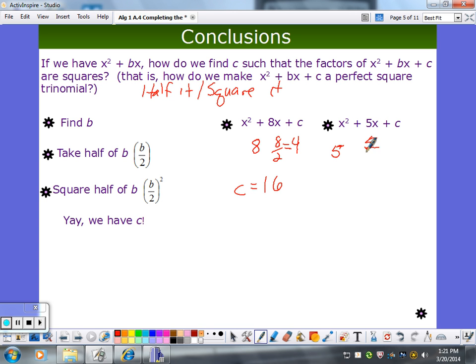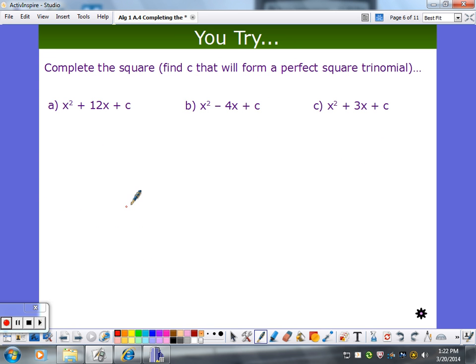Half it. Just put it over 2. That's all you've got to do. Square that. What do you get? 25 over 4. Square the top, square the bottom. And that's all she wrote.